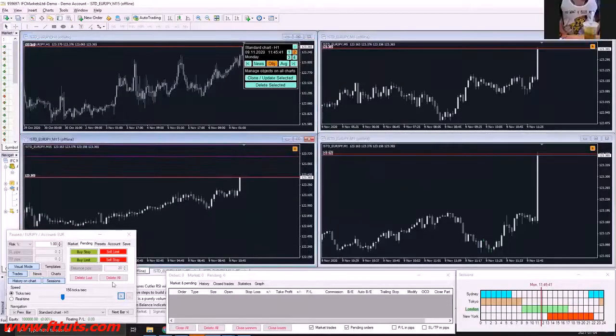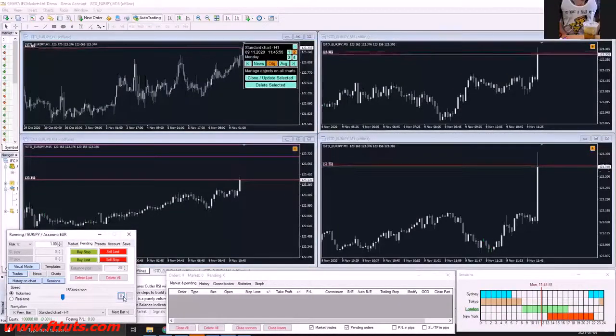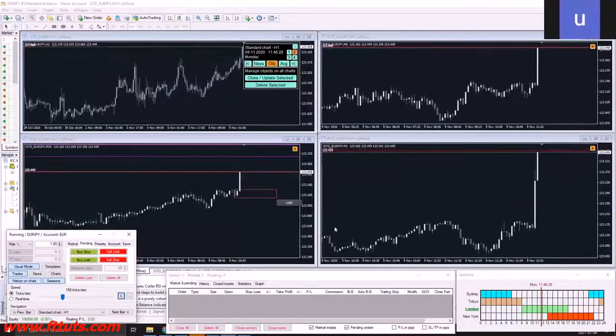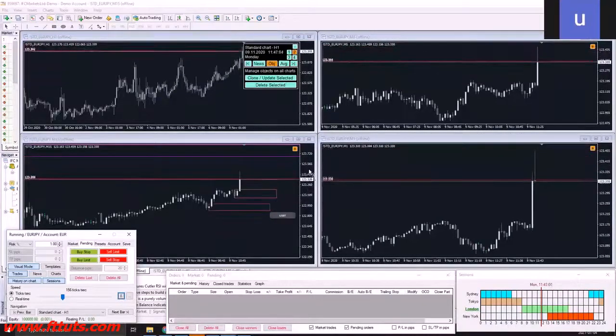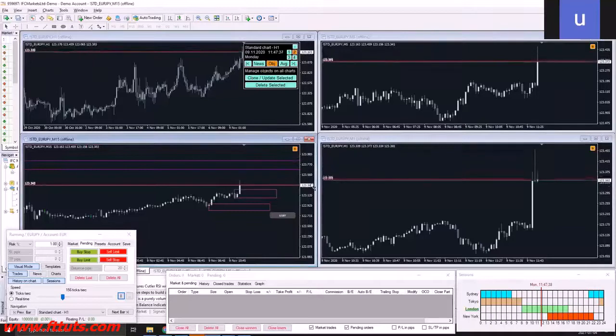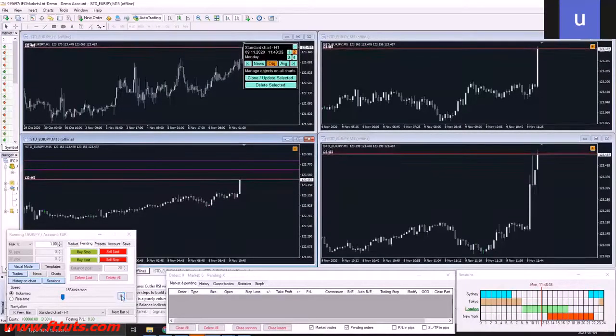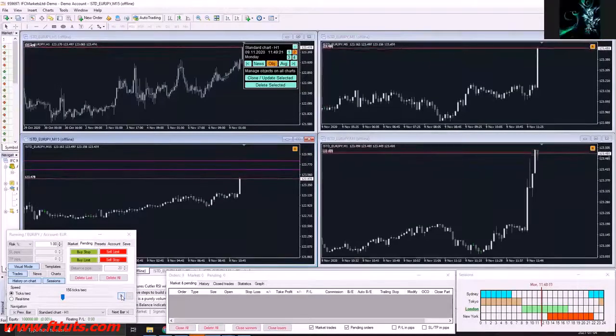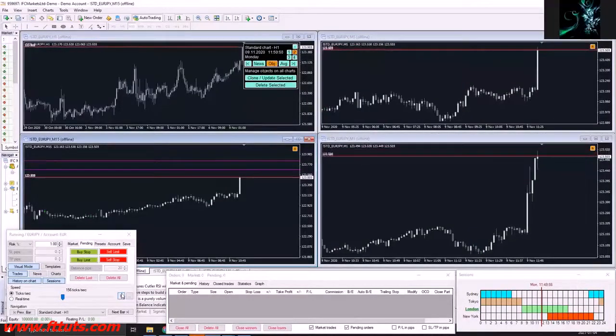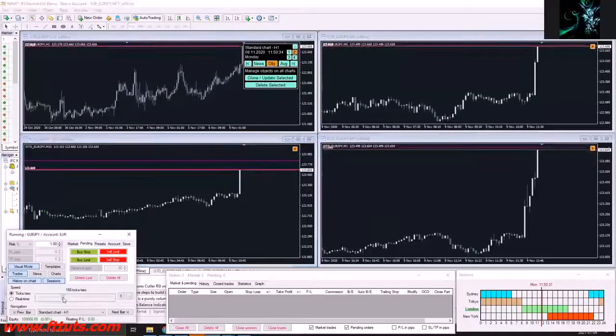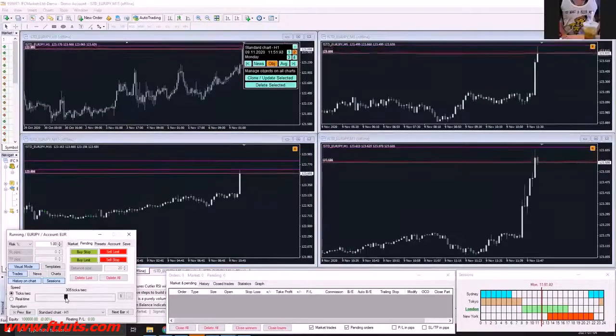All right, let's see what we're gonna do next on the 15. I would either look at this because this broke structure, or this one potentially because it left imbalance. See that there? That's a rolling candle. Let's fast forward a little bit.